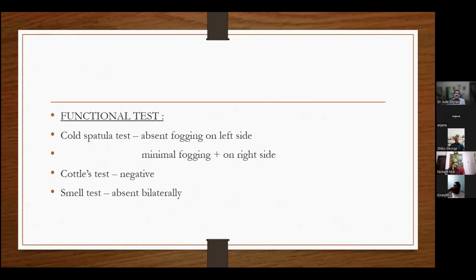That's a problem. What is a better method of doing Cottle's test? A modified Cottle's test is available, sir. Here we use an instrument in order to lateralize the lower border of the upper lateral cartilage. A rigid instrument is used.